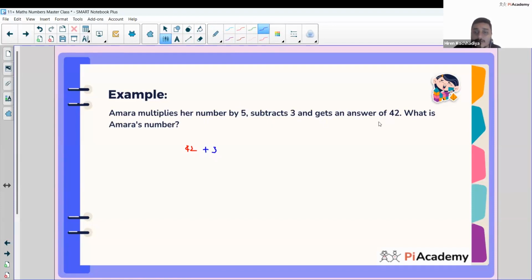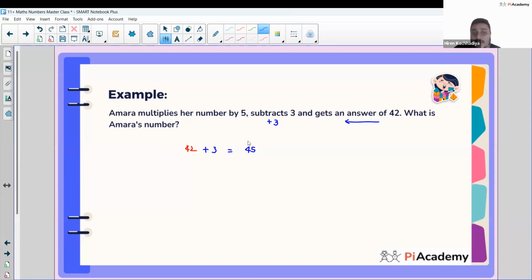Why are we doing this? Because we are moving from last to first, okay. That's why the operation will be inverse. Subtract 3, so instead of subtraction, you need to add 3, okay. And multiply by 5, okay. So after addition, whatever result of this, that you have to take. So the result of this is 45.